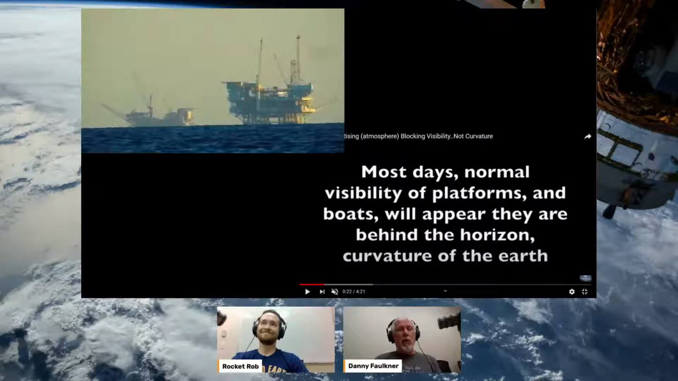He's admitting that most of the time, what he observes and what he photographs is exactly what you would expect if the Earth is a globe 25,000 miles in circumference. As far as I'm concerned, we're done here. Now, this is a flat earther actually saying this.